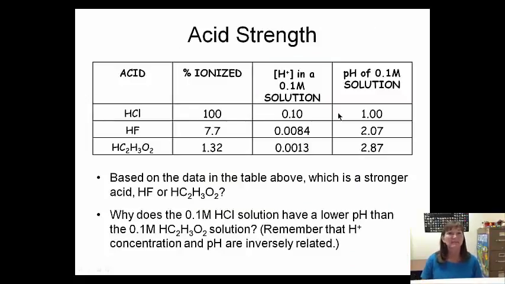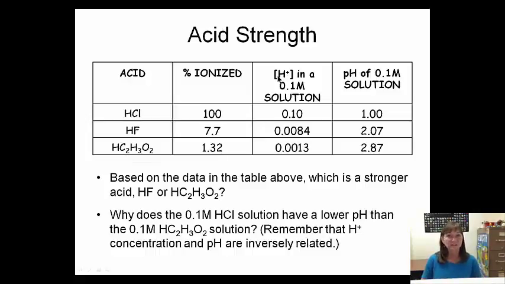This table here is comparing some acid strengths. So let's look at the acids we're going to focus on. Hydrochloric acid, hydrofluoric acid, and here's acetic acid. The percent that they ionize. Well, hydrochloric acid is a strong electrolyte, so it ionizes or dissociates 100%. Hydrofluoric acid is weak, and it dissociates 7.7%. And acetic acid is going to dissociate 1.32%. So 1.3% of these molecules dissociate into a hydrogen ion and the acetate ion.